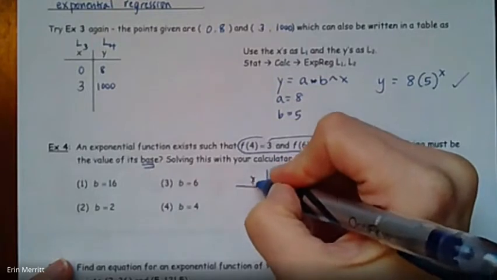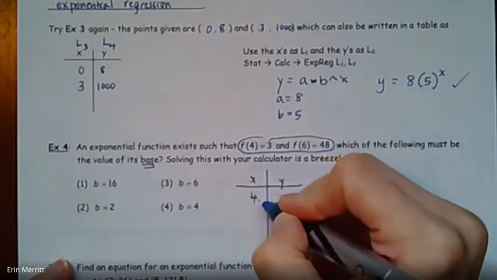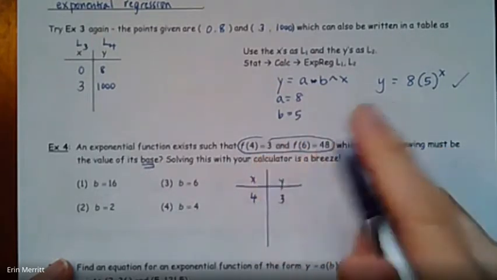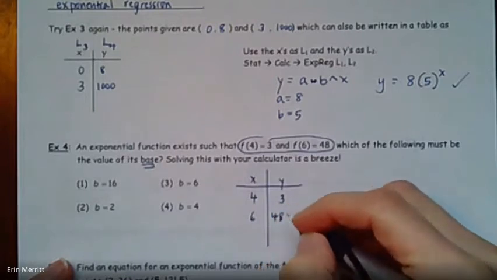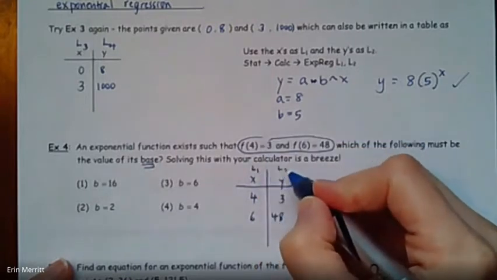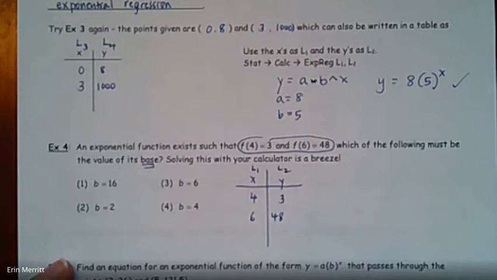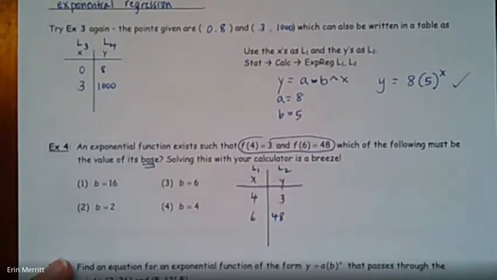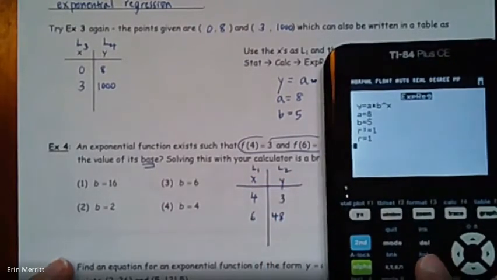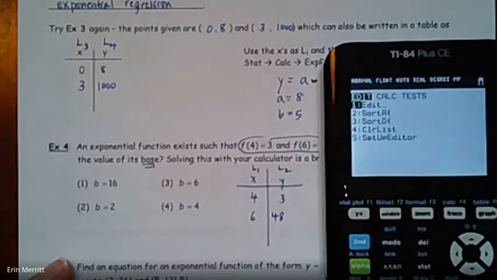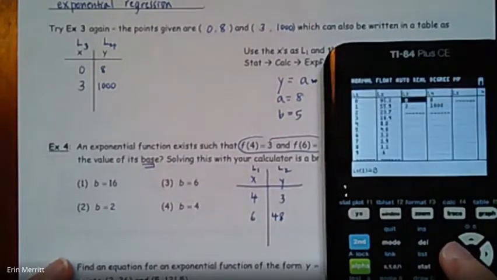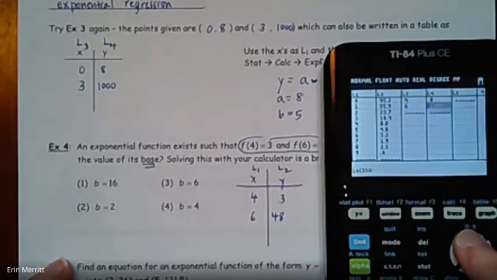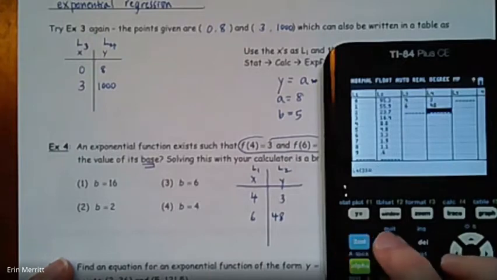X and Y. So the 0.43 is the first point. 648 is the second point. And then again, list 1 and list 2, or in my case, I'm going to go list 3 and list 4. So I'm going to go right back to my calculator, stat, and then edit. And into list 3 and list 4, I'm going to type in my new points. So 4, 6 into the first column, 348 into the second column. And then we're going to try it one more time.